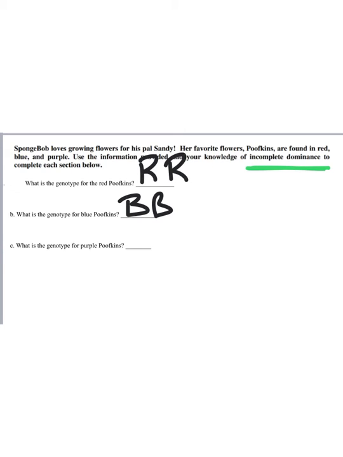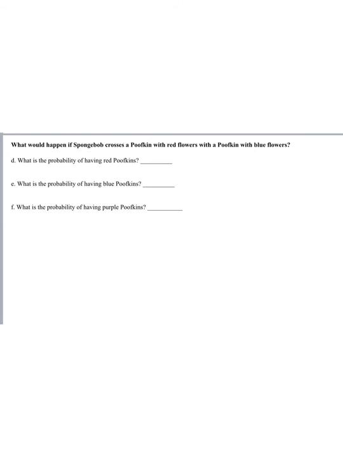So that means that the purple is heterozygous. We need one letter from the red, and we need one letter from the blue. So now we have RB as the genotype for our purple puffkin. We can't introduce any other letters other than the R for red and the B for blue. So we're supposed to be crossing, and this is in our reading, what would happen if SpongeBob crosses a puffkin with red flowers, so we know one is red, with a puffkin with blue flowers, so the other puffkin is blue.